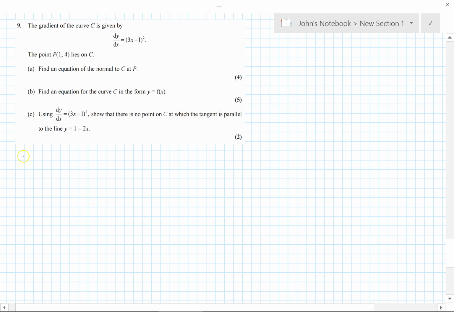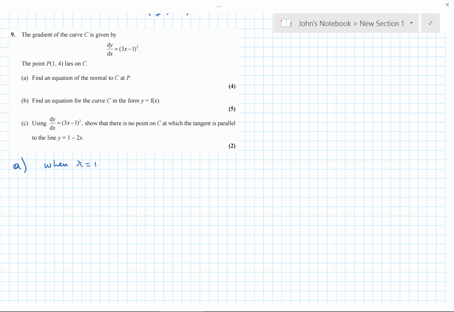Okay, so here we go. When at P, so when x equals 1, dy/dx is equal to 3 times (1 minus 1) squared... 3 times 1 minus 1 is 2, square that is 4. Now that would be the equation of the tangent.